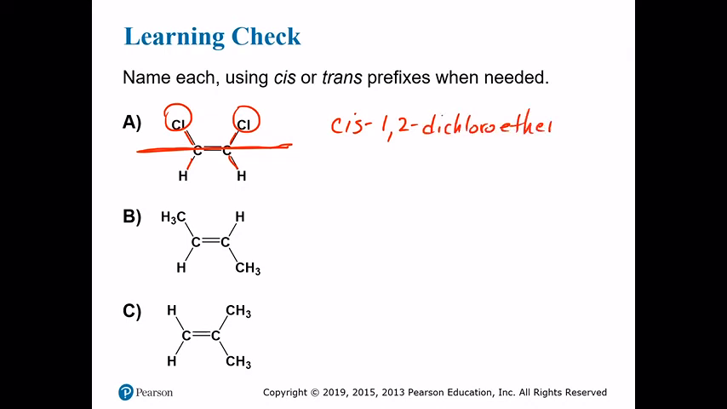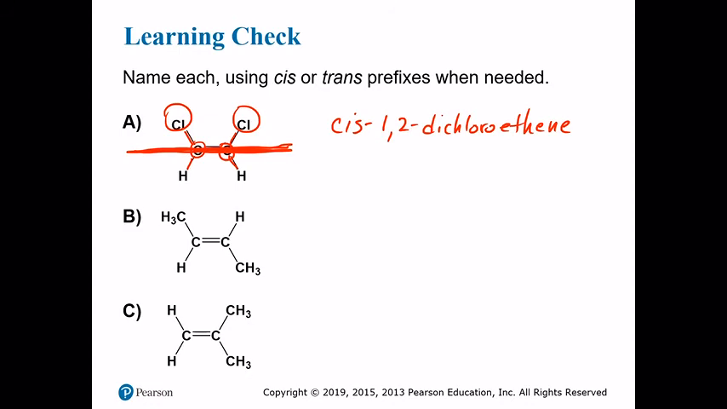1,2-dichloroethene. Ethene because it's a 2-carbon chain with a double bond, dichloro because it has 2 chlorines, 1, 2 because 1 chlorine is on the first carbon and 1 is on the second carbon, and cis because they're both on the same side of this dividing line.